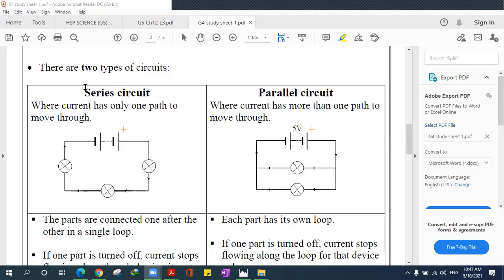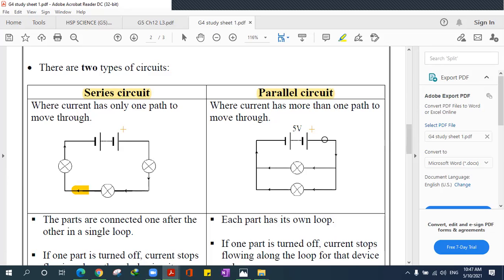So we have series circuit and parallel circuit. The series circuit is the one that has only one path. Like if we had a gap in here, for example, or one of the bulbs broke down, the whole circuit will shut down. It's not going to work anymore.